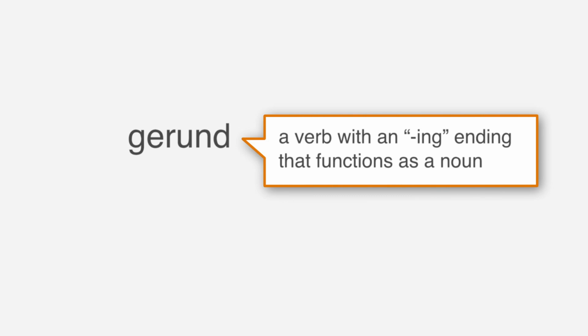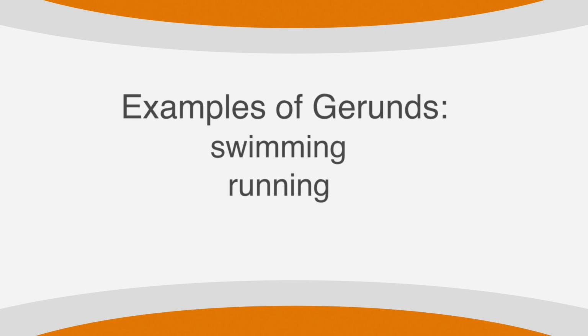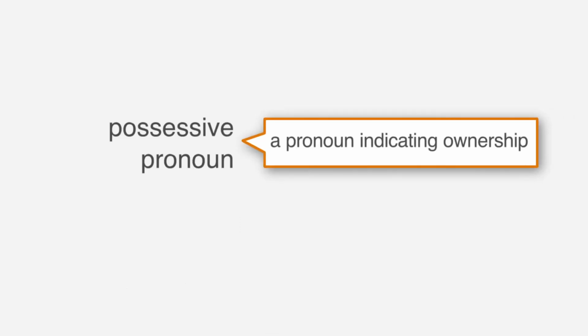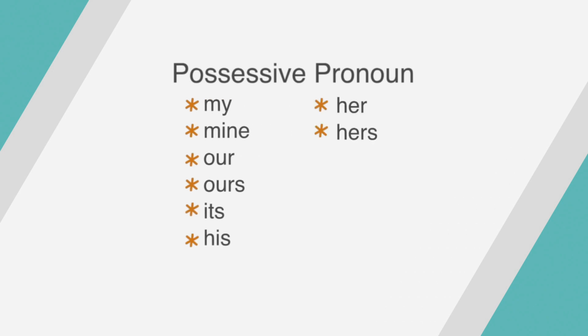Here's a quick refresher. A gerund is a verb with an ing ending that functions as a noun. Some examples of gerunds include swimming, running, and biking. If we have a gerund next to a pronoun, we use a possessive pronoun. A possessive pronoun is a pronoun indicating ownership. Possessive pronouns include my, mine, our, ours, its, his, her, hers, their, theirs, your, and yours. Remember, possessive pronouns don't use apostrophes.